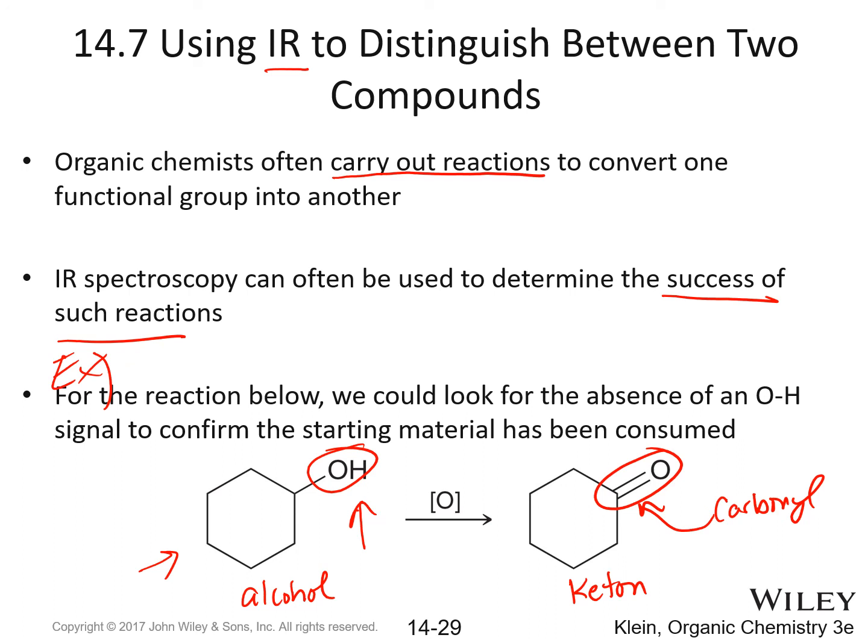So we'd be looking for the disappearance of the OH and the appearance of the carbon-oxygen double bond. And we know where both of those peaks occur. This is roughly 3200, and this would roughly be 1700.